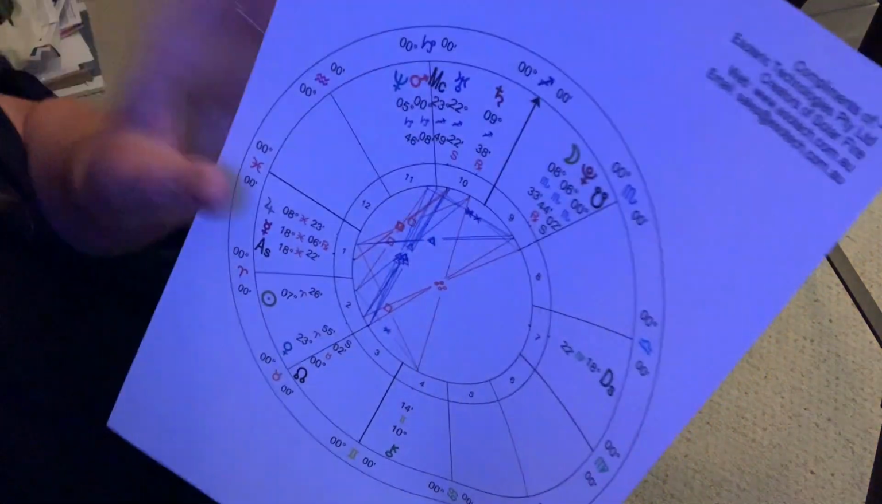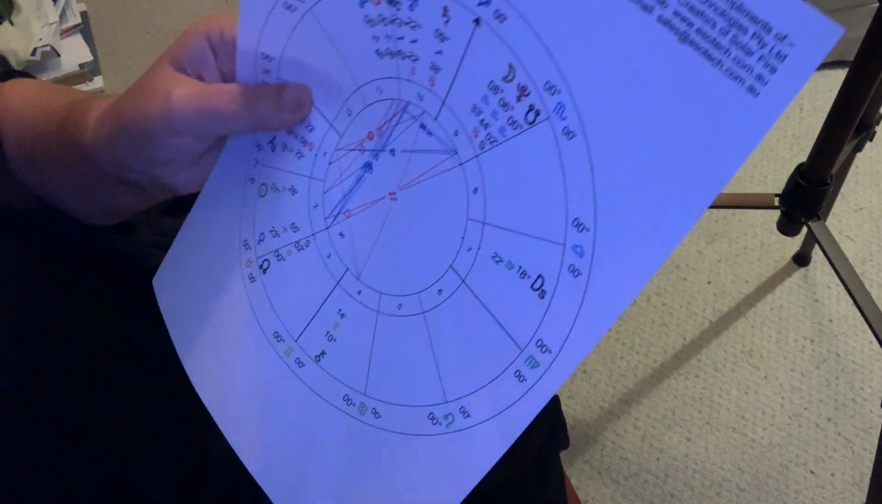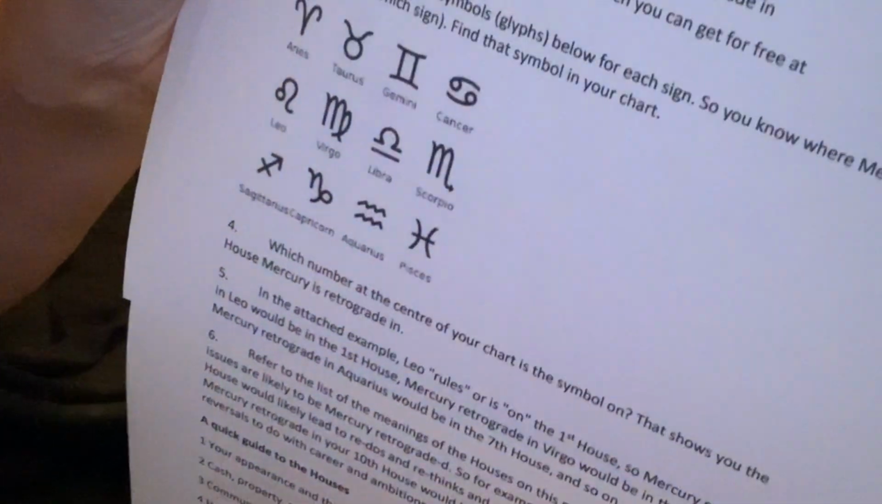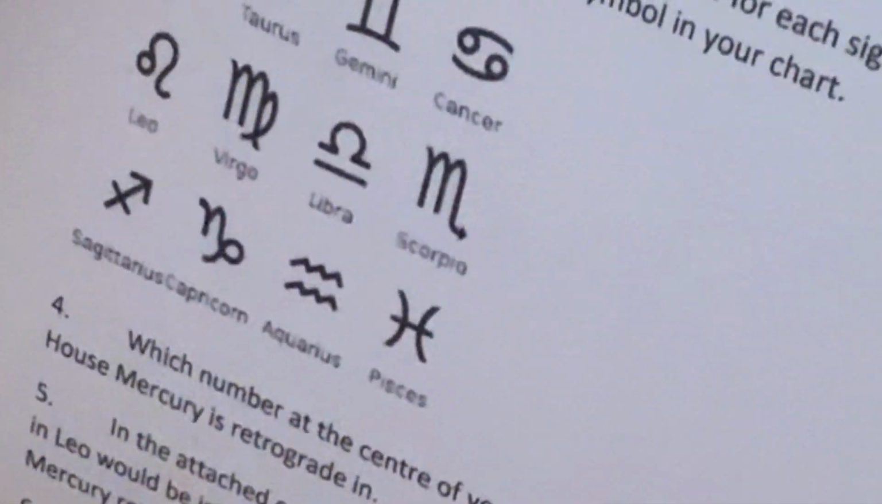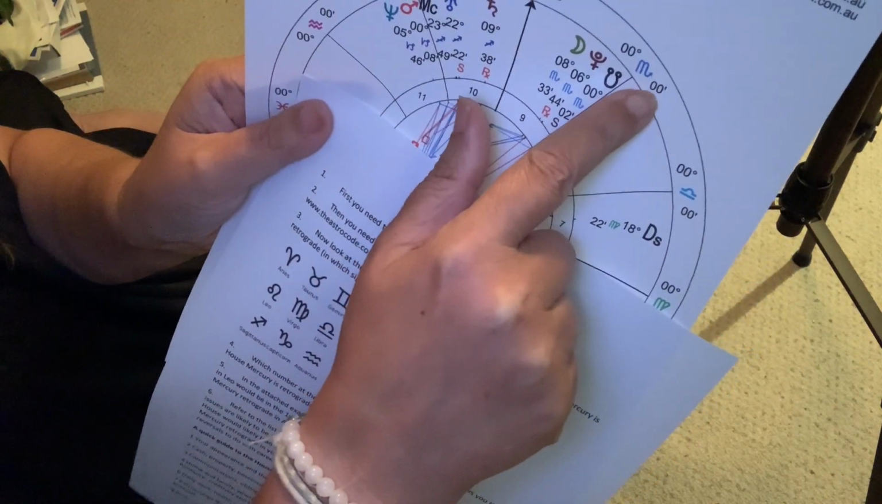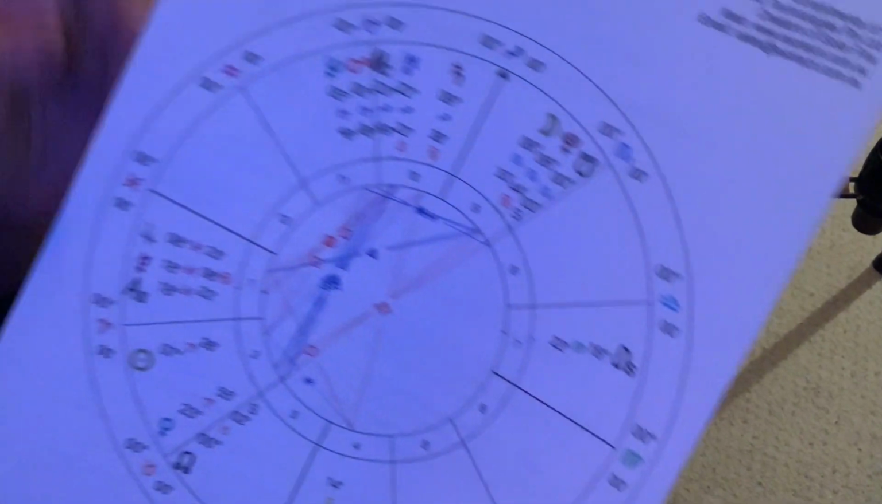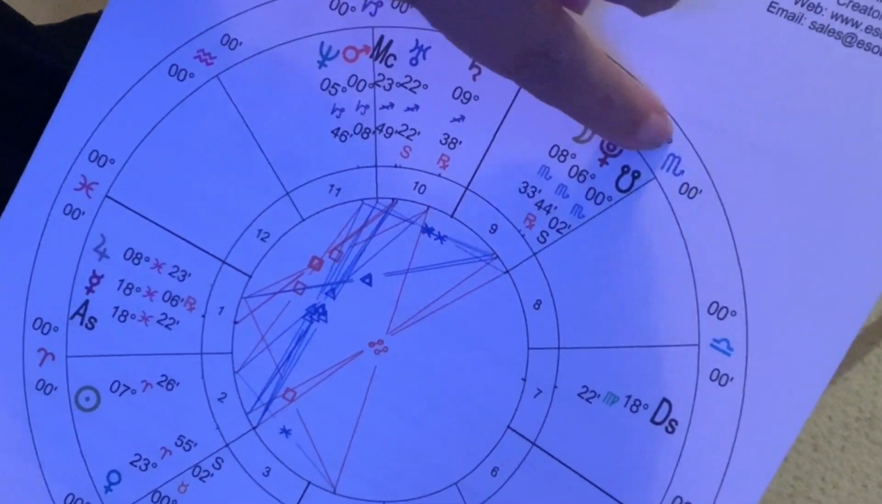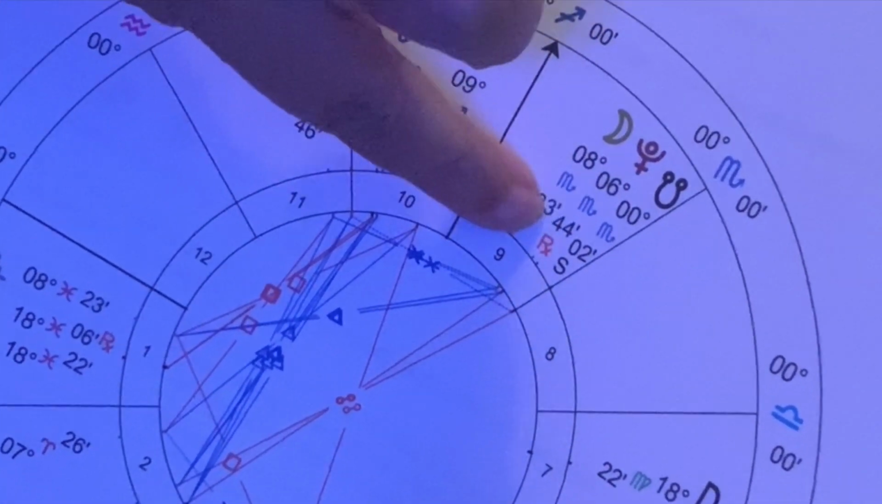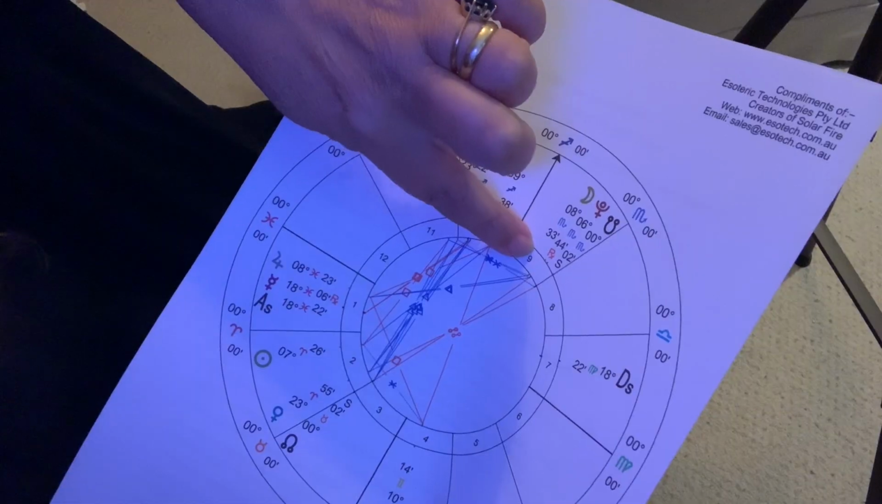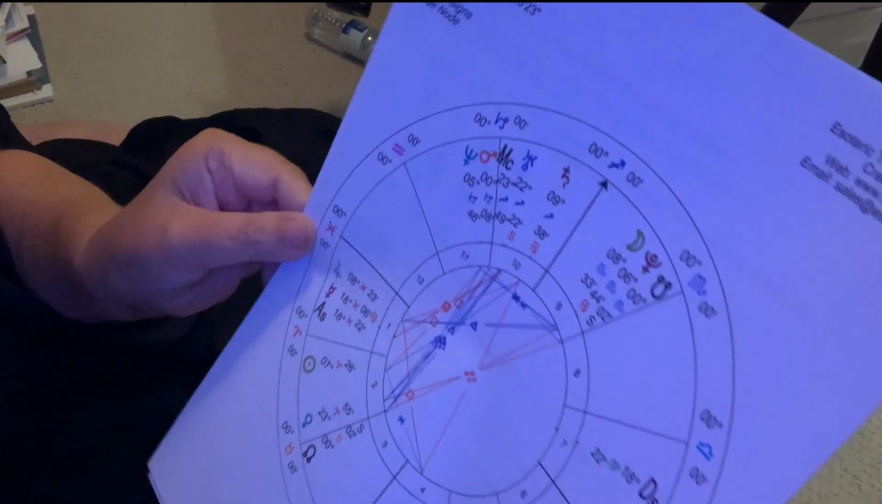Can you see? It's the same glyph. Okay? We've got Scorpio here with the sting in the tail, and we've got Scorpio here. Scorpio, Scorpio. So we know Mercury is retrograde in the sign of Scorpio. So then we look at the house there, okay? We look at the house. It's the 9th house, all right?